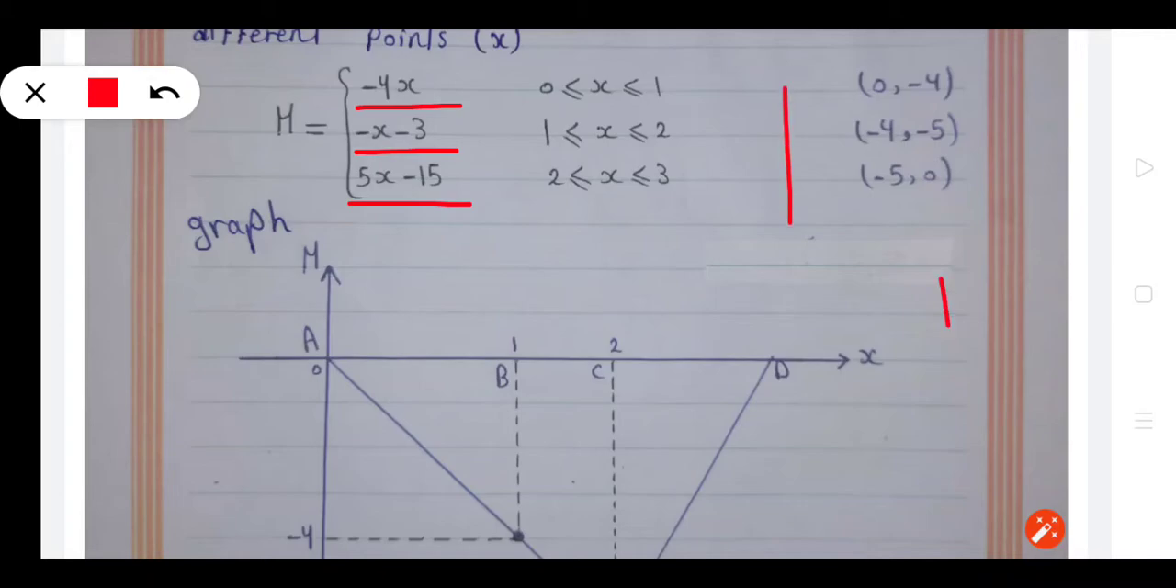What are these points? These points are found by substitution in the relation. So if x equals 0, then M1 equals 0. If x equals 1, then M1 equals negative 4. At x equals 1, M2 equals negative 4. At x equals 2, M2 equals negative 5. At x equals 2, M3 equals negative 5. At x equals 3, M3 equals 0.